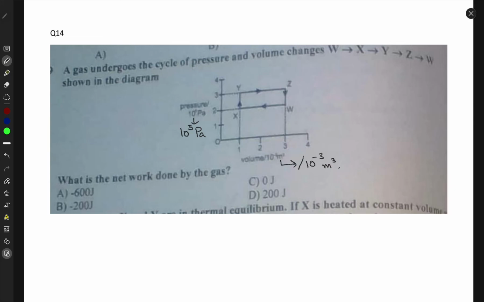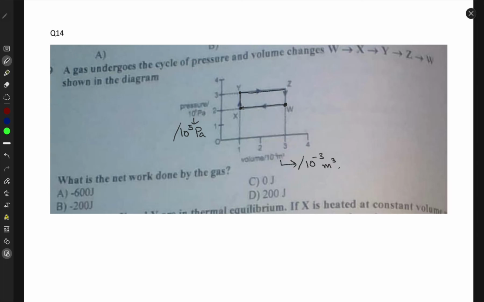All right, now we can see that we have this starting from W. So volume is decreasing in this direction, right? Going from 3 to 1. So the system is being compressed, and then volume is constant, and then you're increasing the pressure going from 2 to 3. So it's going from X to Y.